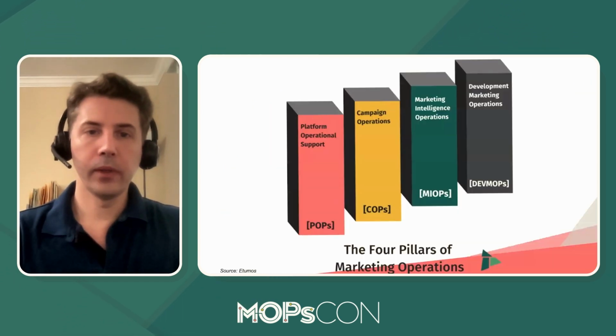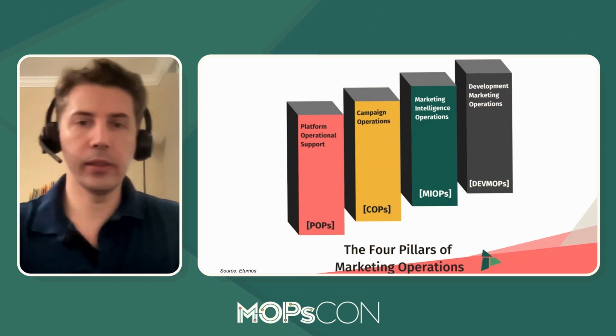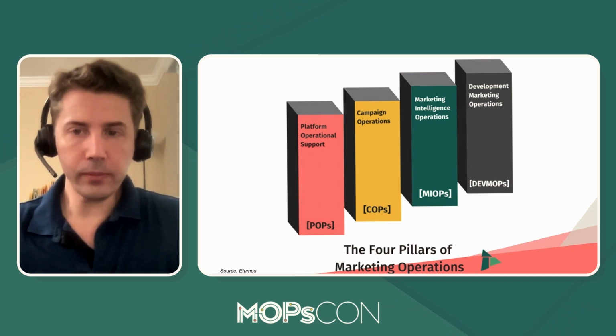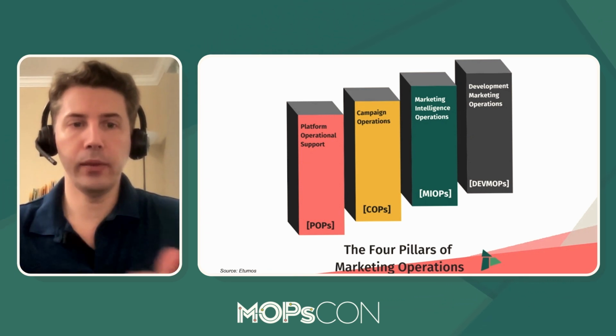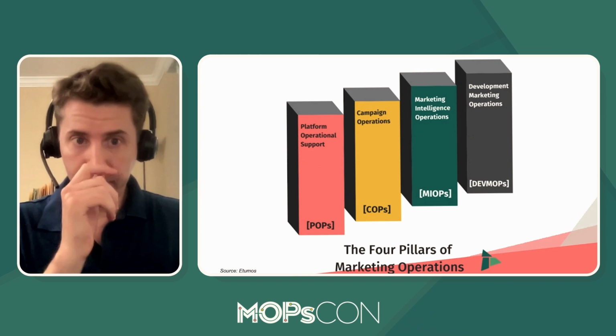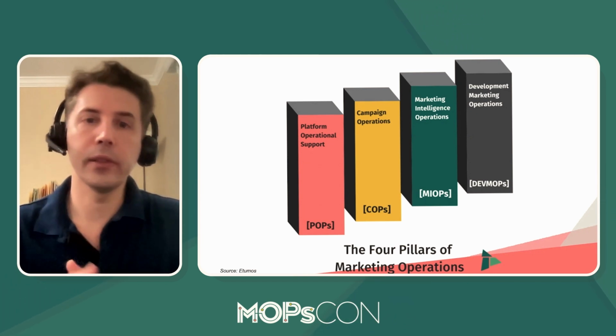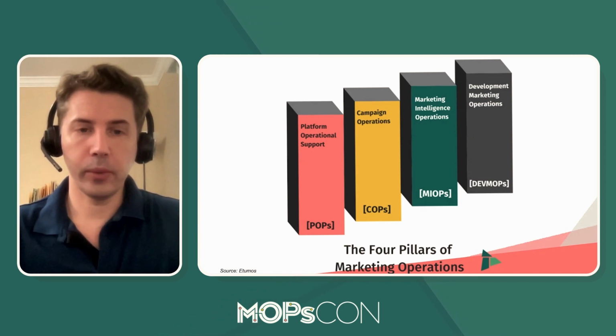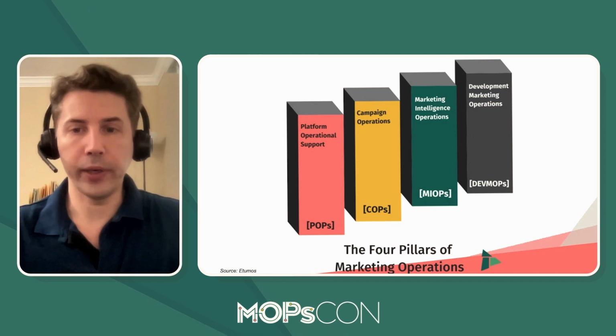So to begin, we want to take a look at all the components of marketing operations. And this is Atomos's 4 pillars of marketing operations. And part of that is platform operations and campaign operations and marketing intelligence and development. So each of these has a key component as part of marketing operations and technology. And let's talk about where campaign operations fits.